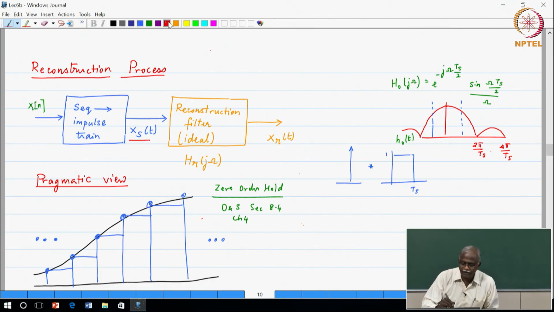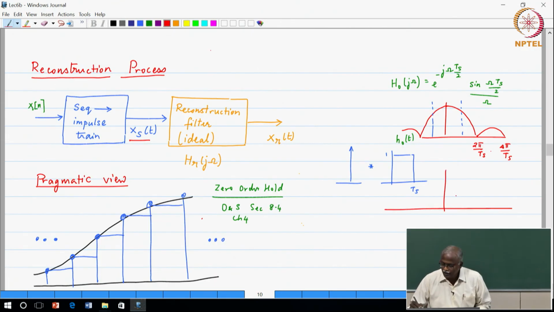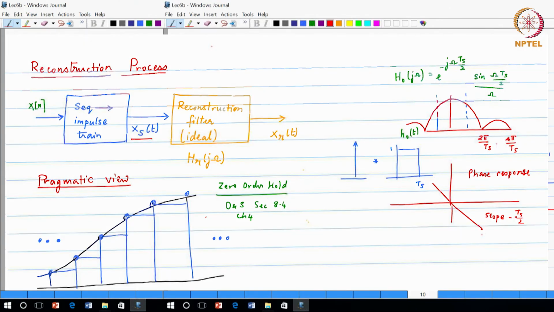Another factor to note is that if you look at the phase response, it is minus j omega Ts by 2. That means it has linear phase with a slope of minus Ts by 2. This is the phase response. The other one is the magnitude response.